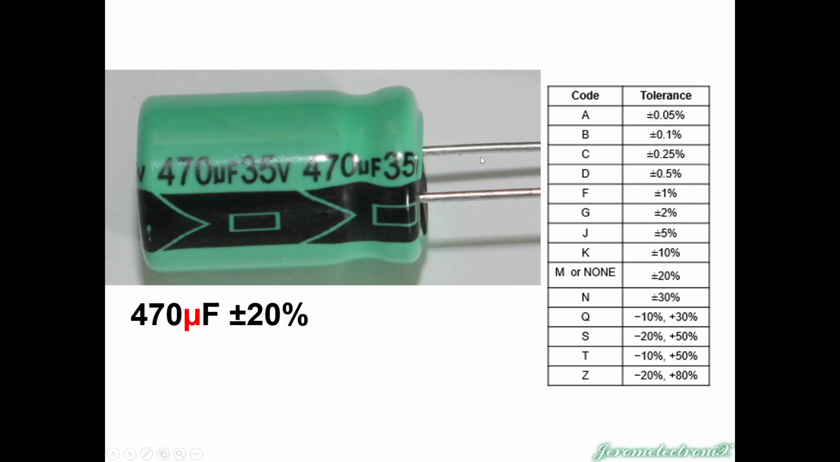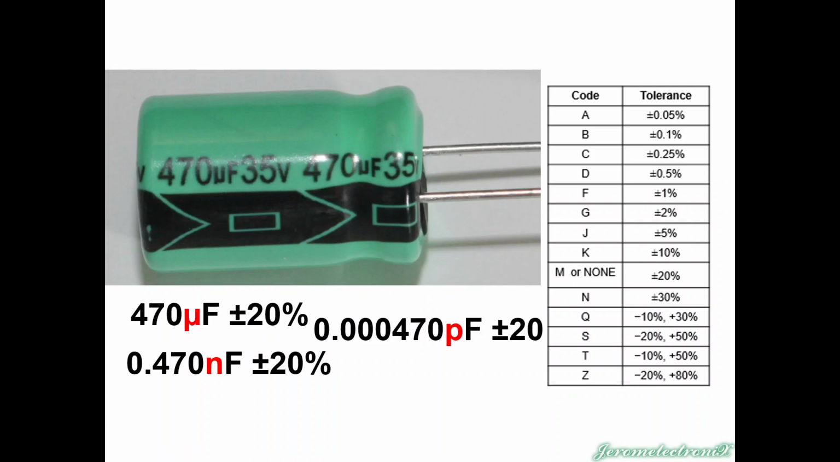Also, what you need to know about this is that we might be moving the decimal around for the official correct answers on the test or other places. So it could be 0.470 nanofarads plus or minus 20%, or it could be 0.000470 picofarads plus or minus 20%.